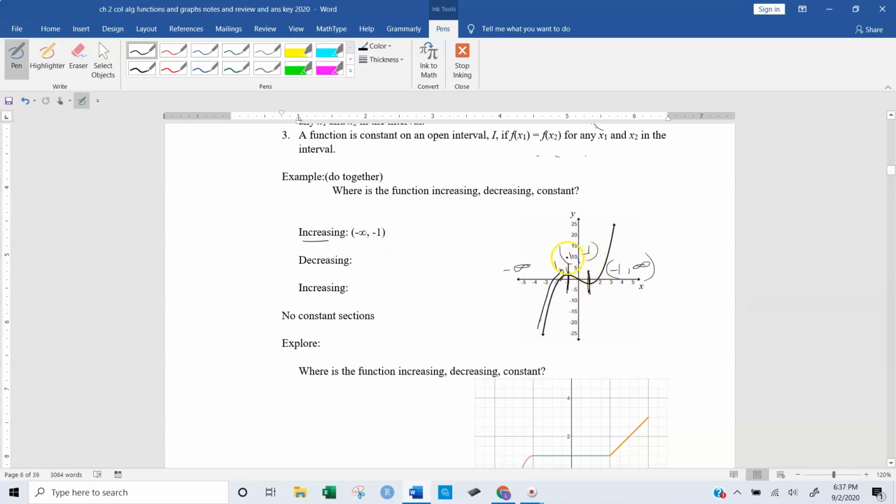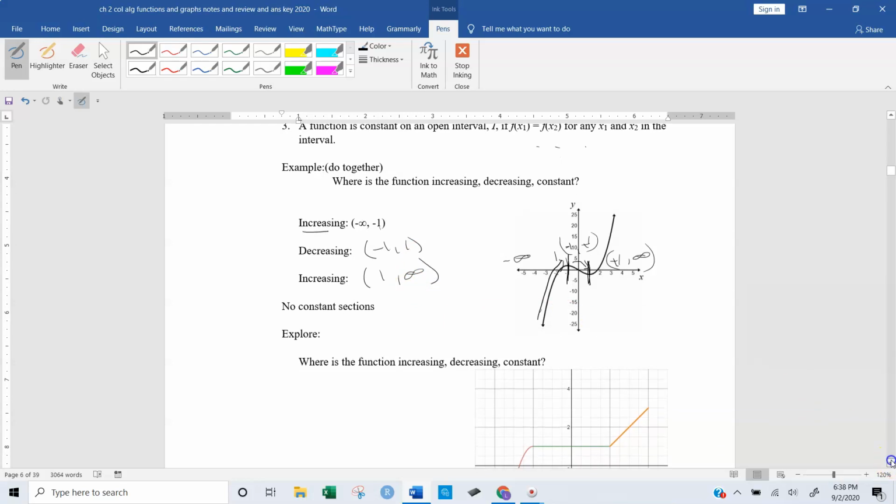Right here, I think I said this wrong. This is negative 1 to positive 1. And then from negative 1 to positive 1, it is going down. So it is decreasing from negative 1 to 1. See how they start over? So my next section goes from 1 to positive infinity. So it is increasing there. All right, try yours. Make sure you're pausing the video.